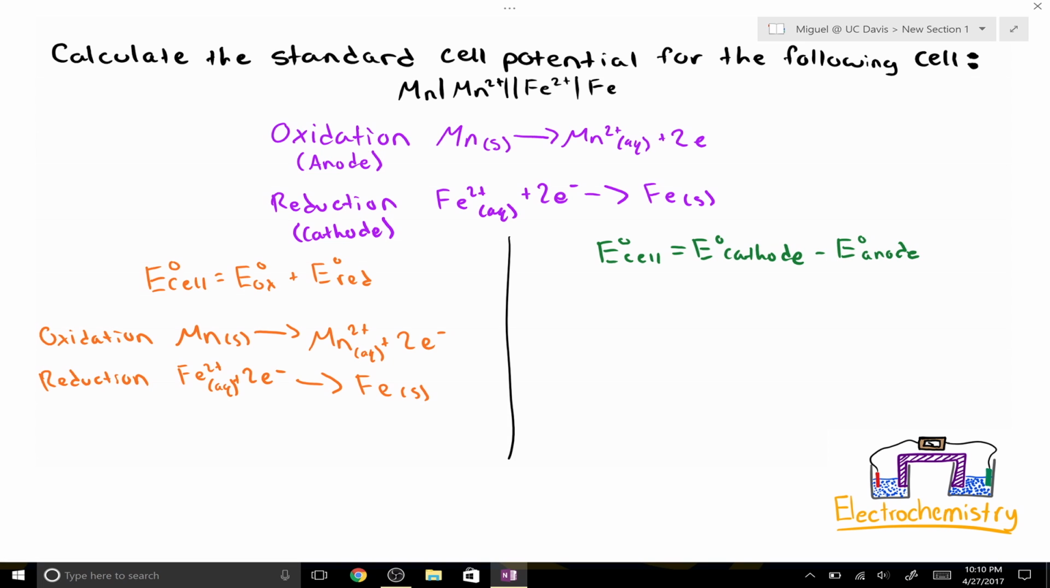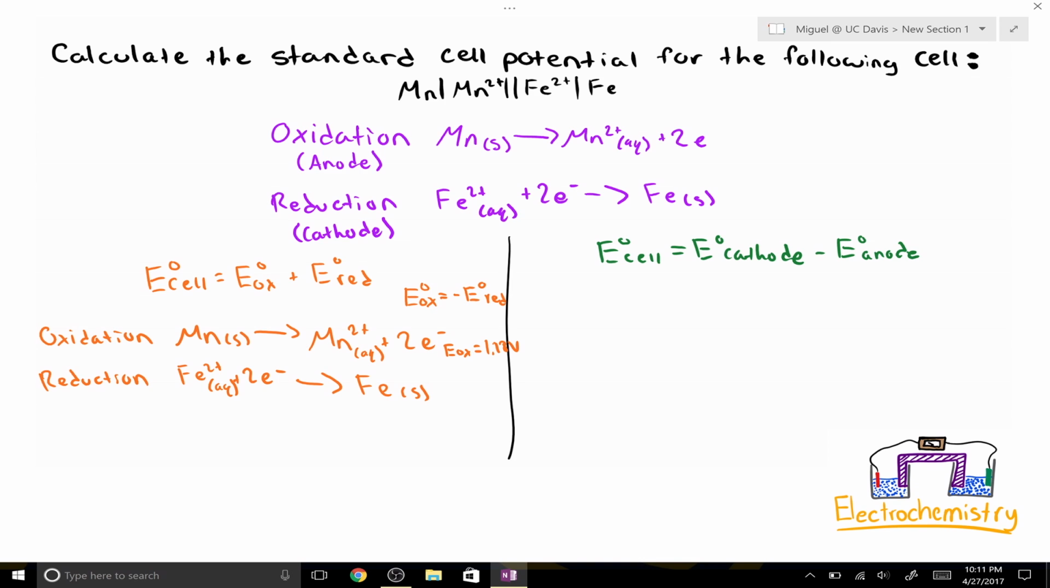First, let's find the E of the oxidation half reaction. Remember that E of the oxidation half reaction is just the inverse of the reduction potential. So I'll write the equation up here. E oxidation is just equal to the negative E of the reduction potential. So in this case, E oxidation is equal to 1.18 volts because the E reduction was negative 1.18 volts.